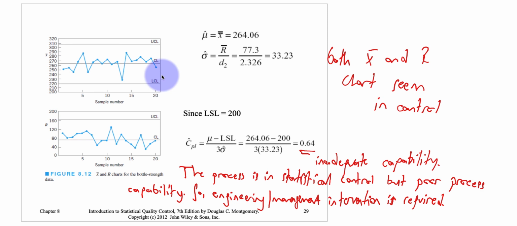So at this point, when we also calculate the process quality ratio together with these in-control charts, we can make an interpretation like this. We need to take engineering or management intervention to reduce the variability so we can increase the process quality ratio.